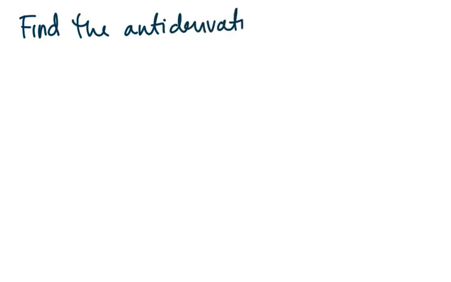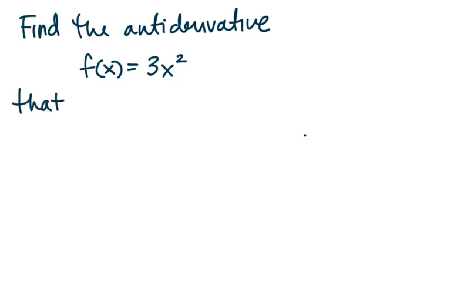So let's continue this with one more example. We're going to find the antiderivative for f of x equals 3x squared. And we're given an initial condition. We'll say that satisfies the fact that f of 1 equals -1.